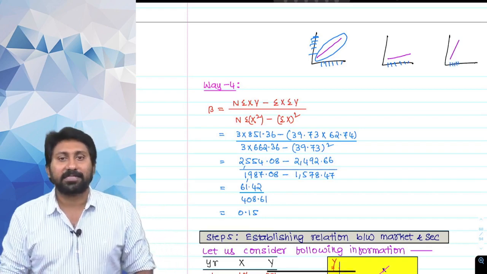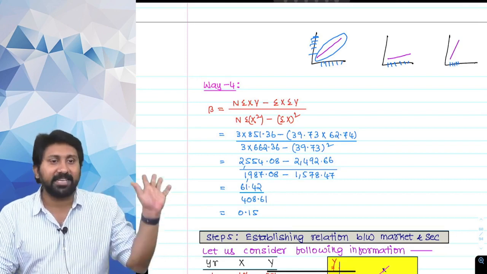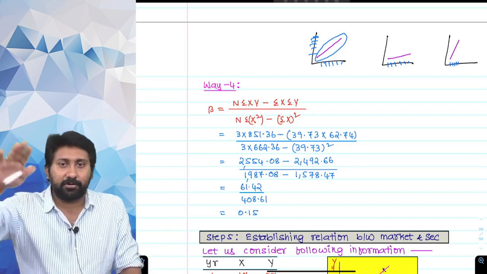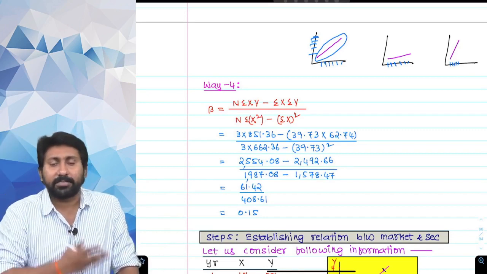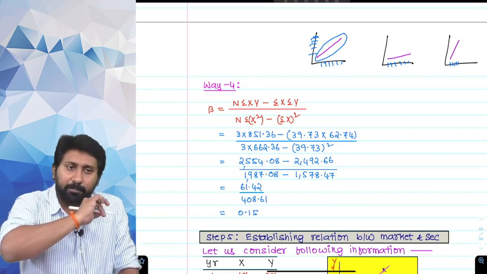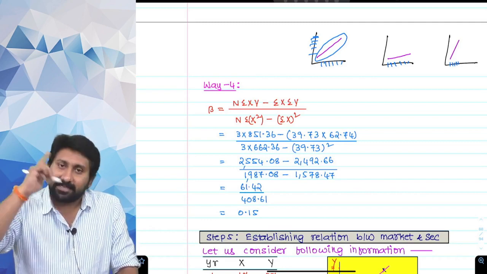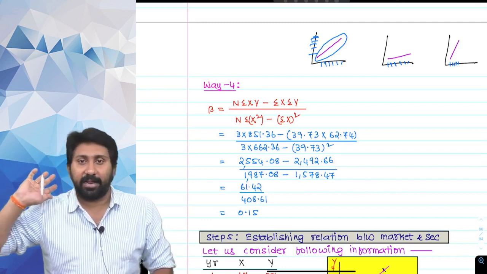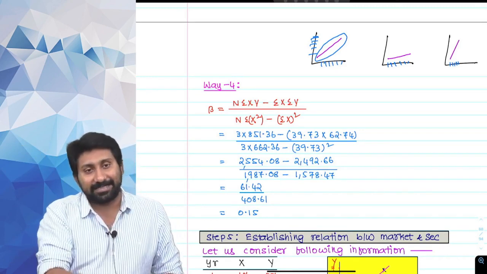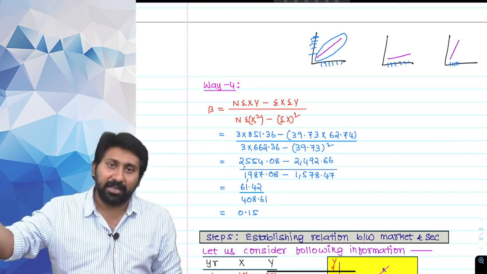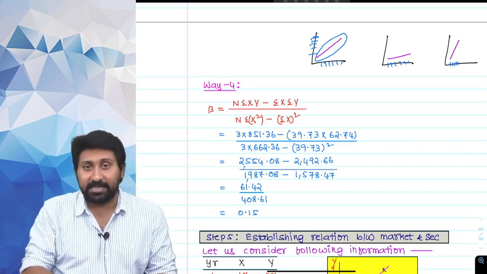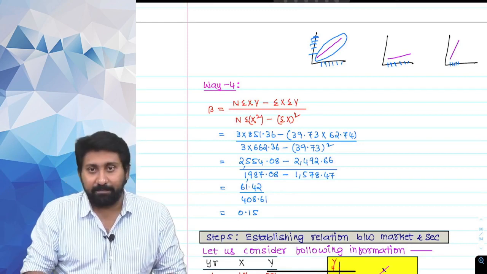From this, what is the difference? Everything is a straight line only. The first is a straight line made of plotted points joined together. The second also has plotted points joined, and the third also. First one is a graph, second one is a graph, third one is also a graph. In the first, the x-axis is market and the y-axis is security. Second is also the same, third also the same. That means the graph is the same, the variables are the same, the plotted points are the same. Everything is the same.